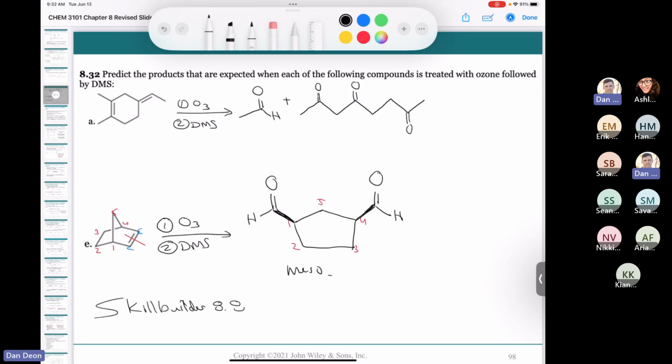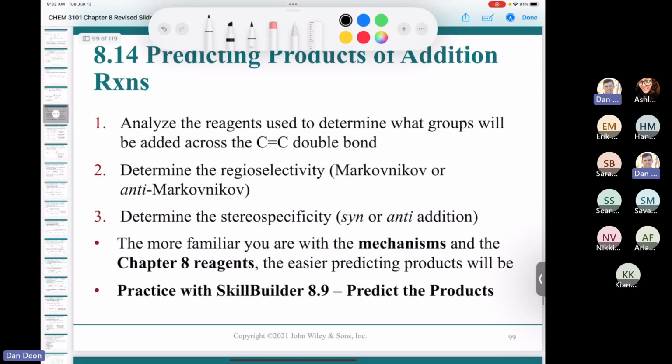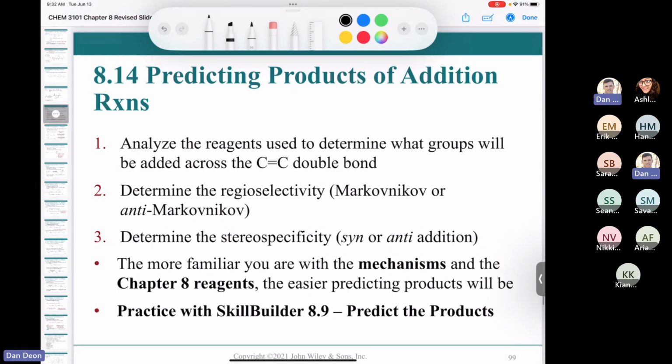So that covers all of the chemistry for this chapter, all of the new reactions. So what's your job now is to predict the products of addition reactions. Really, is this going to involve some memorization? Oh, absolutely it will, right? And learning all these reactions. It says you need to analyze the reagents. If it's ozone followed by DMS, you need to know it's an ozonolysis or an oxidative cleavage. If it's bromine and water, it's a halohydrin formation. If it's mercuric acetate followed by sodium borohydride, it's oxymercuration, demercuration, right? You need to know all these things.